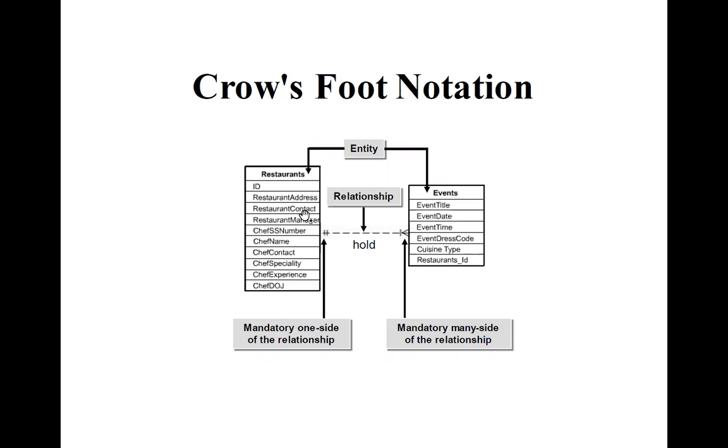So with the crow's foot notation, we still represent the entity as a rectangle. Okay, so entity, relationships are a line. But with crow's foot, there are two types of lines. For example, this one is dotted or dashed. Another type is solid. So we will talk about the difference between a dotted line and a solid line in a little bit. A relationship can have a name. And then participation, if participation is mandatory, we use a vertical bar.